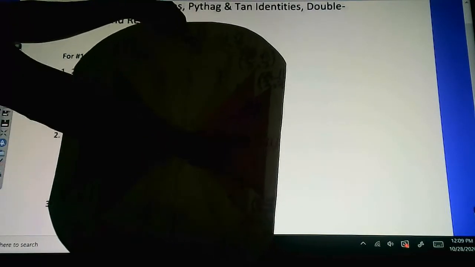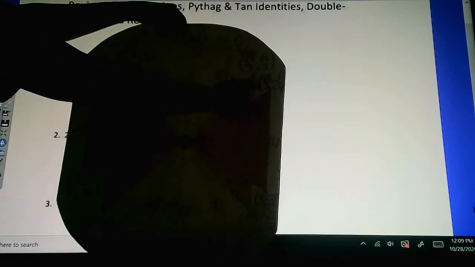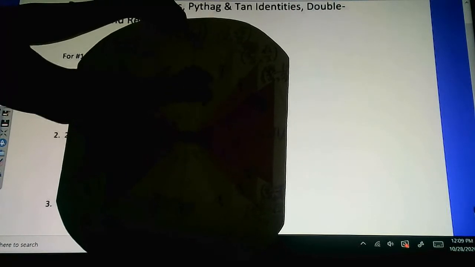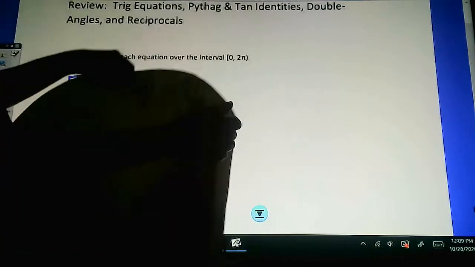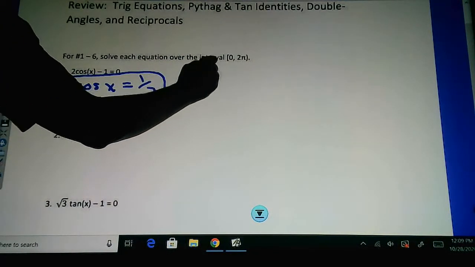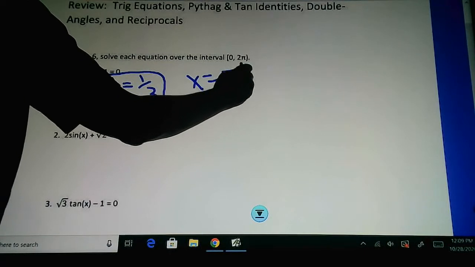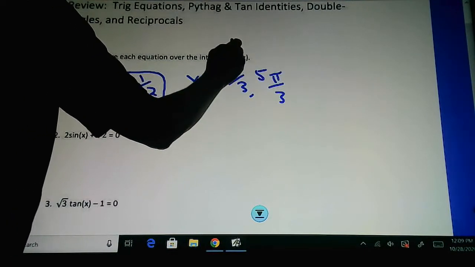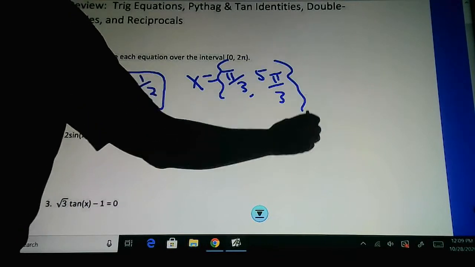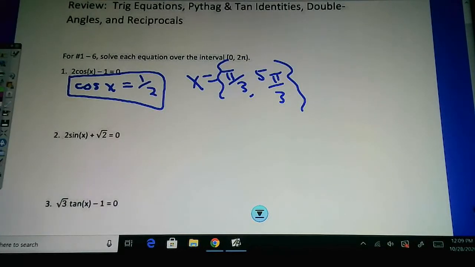We know cosine is the first number. So I'm going to look on here. When I get to a 1/2, I'm going to write that down. And then I know that there's another angle right below there where cosine is equal to 1/2. So my 2 solutions are pi thirds, 5 pi thirds. End of story. Next problem. Pi thirds, 5 pi thirds. And that is our solution set for cosine.